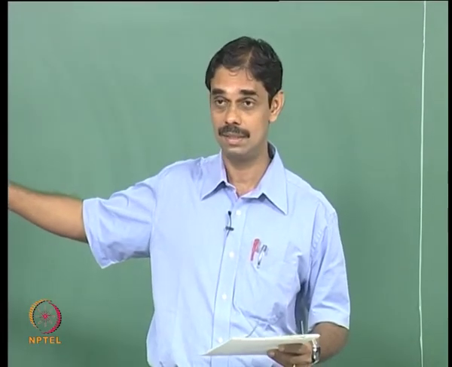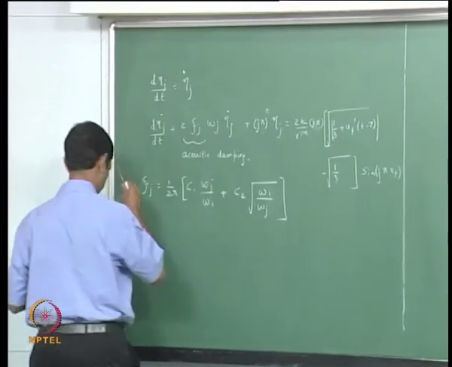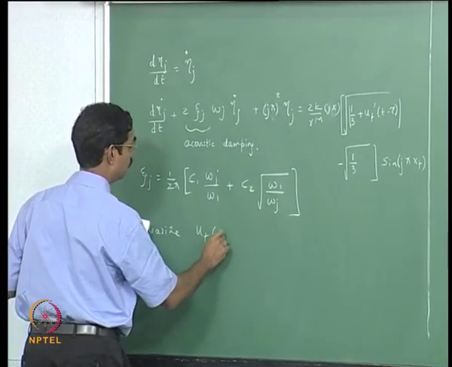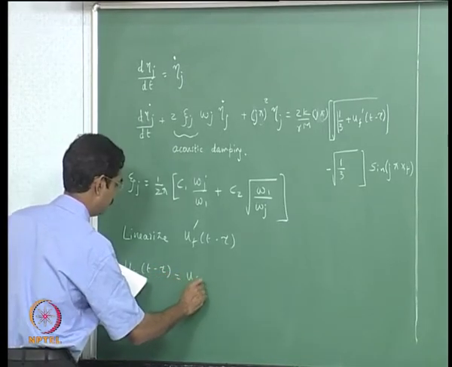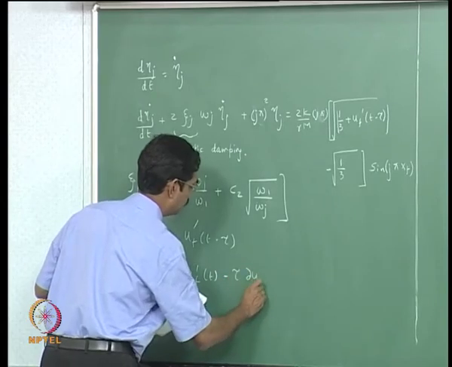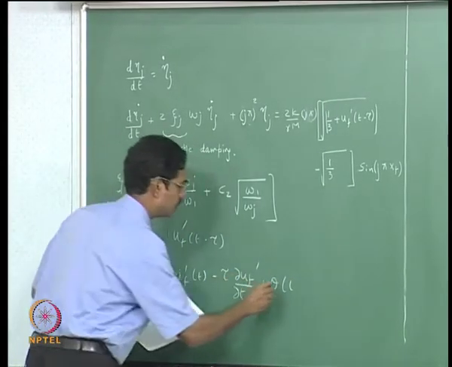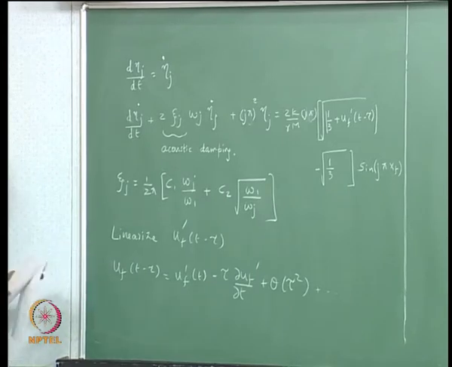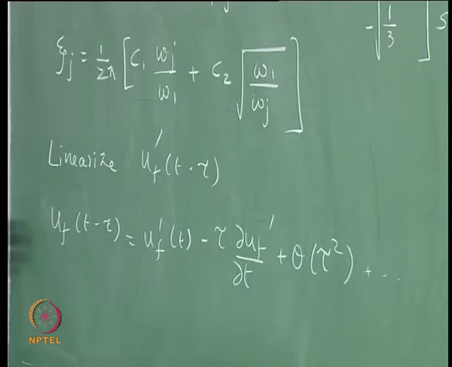I will mail you these references which give all these things, and so the next thing is to linearize the time delay, u_f of t minus tau. So what you do is, u_f of t minus tau is u_f prime of t minus tau. u is of course based on our Galerkin modes and so on, so we have to write the expression for this. It is a little tricky, but not that tricky. It is just straightforward once you figure out how to do this kind of algebra.